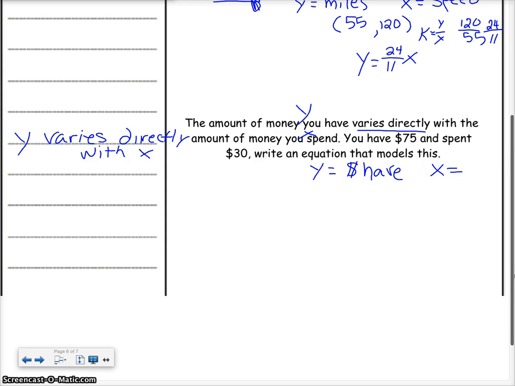Yeah, I feel like only 20% of the class is really following me here. Varies directly, use the sentence Y varies directly with X. Whatever is before is representing your Y. Money I have, so that's what my Y is. Whatever is after varies directly is my X. Money you spend, so this is my spend money.